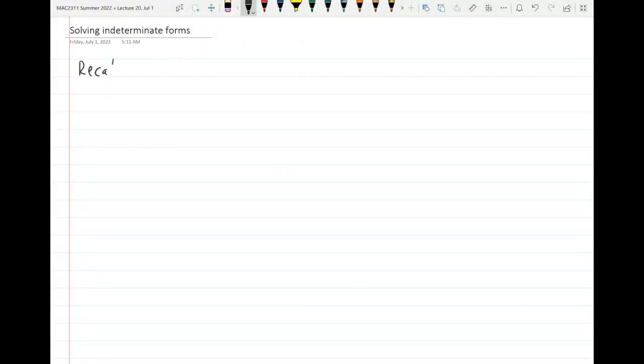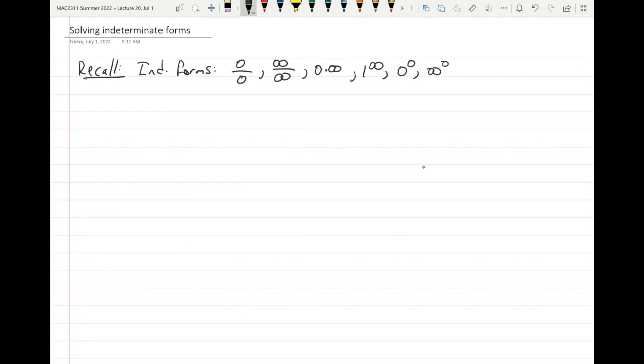So recall, indeterminate forms are 0 over 0, infinity over infinity. You need to memorize this, okay? You need to know this. You need to be able to identify them. So these are the quotient types, the first two. Then come the other three: 0 times infinity, that's the product type. Then comes the exponential type: 1 to the infinity, 0 to the 0, infinity to the 0. And then comes one that is infinity minus infinity.